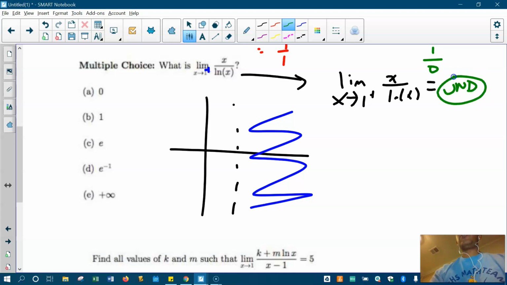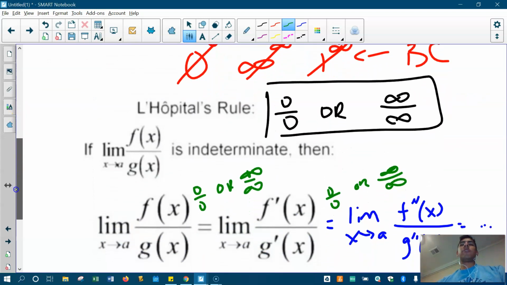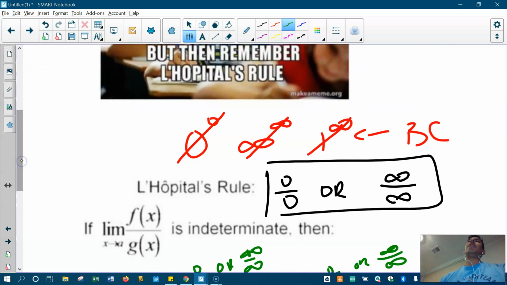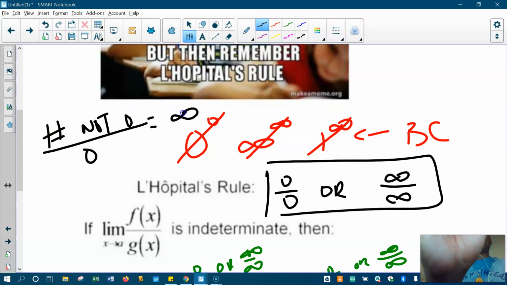Undefined. Can't do L'Hopital's Rule. That brings me to a note that I want to make here. L'Hopital's Rule works when you get 0 over 0 or infinity over infinity, but if you ever get some number not 0 over 0, that is equal to infinity, man. Either plus or minus infinity, you have to judge it based on the top number.